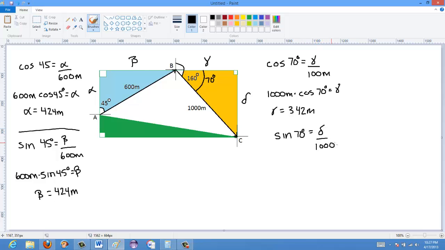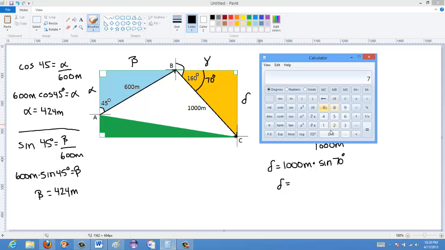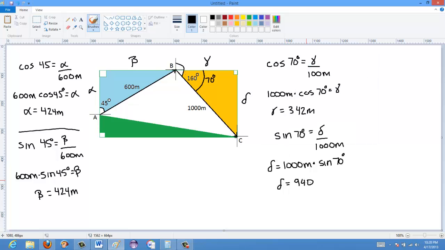Similarly, I can find sine, so I can say sine of 70 degrees is equal to delta all over 1,000, because it's the opposite over hypotenuse. So I can say that delta is equal to 1,000 meters times sine of 70 degrees, and that my delta value is equal to 70 sine times 1,000, so 939. Well, I'll say 940. So what this means then is I can figure out these other side lengths, and I'm going to get rid of the calculations just to make things a little bit cleaner. So this was 342 meters now.